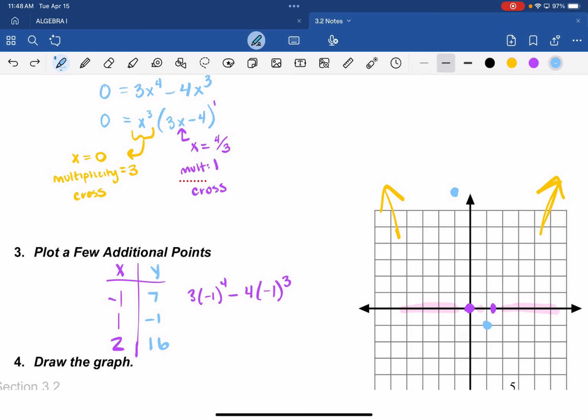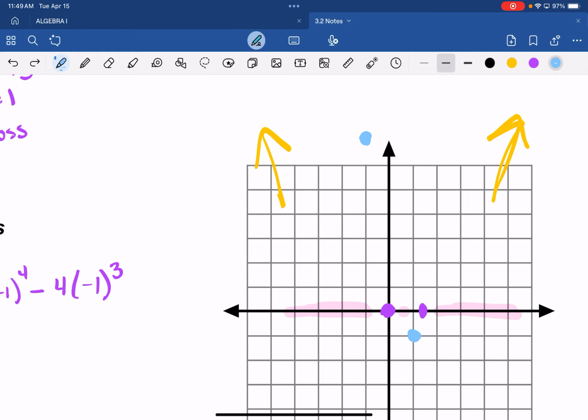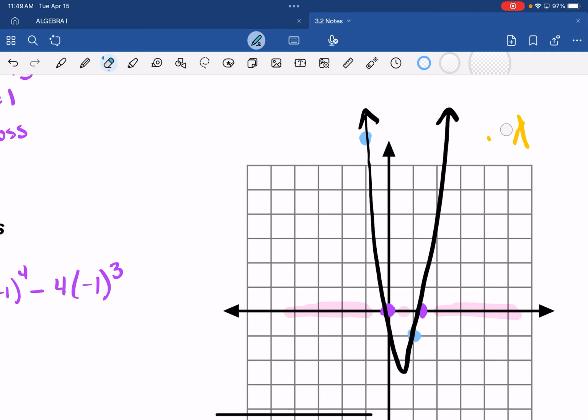So now this is why I told you to be careful. You might need to erase. Because right now I know I'm going to need to adjust my end behaviors. I put them too far apart. But I know that my graph is going to come down and it's going to finish up like this. That's my sketch. Doesn't have to be. That's just at most what it could be. All right. Any questions on sketching this graph?